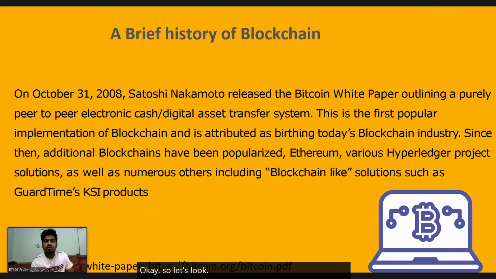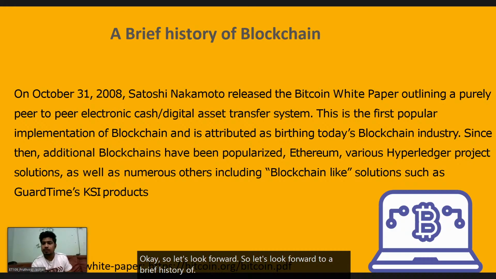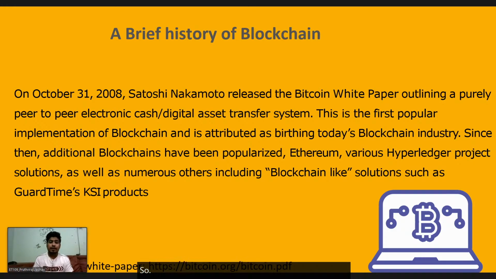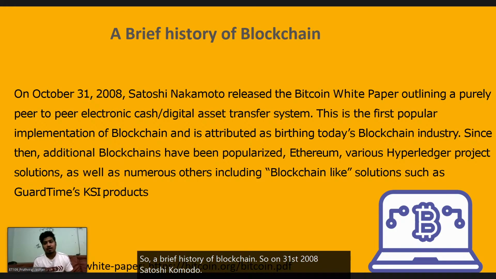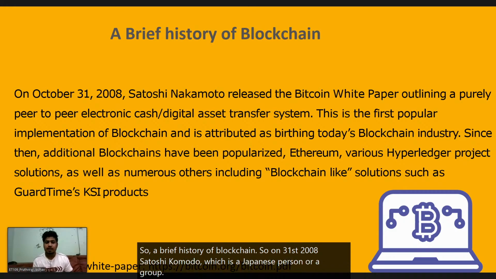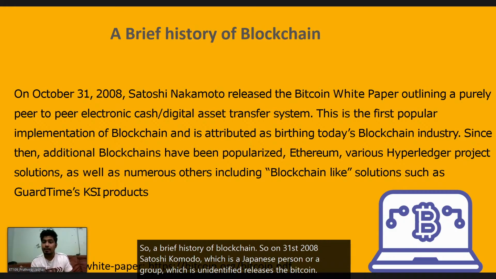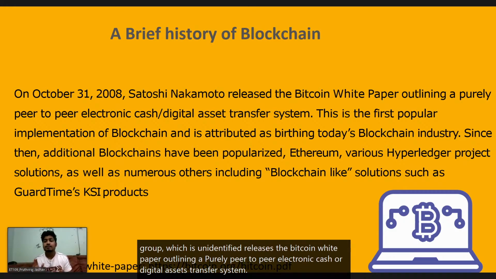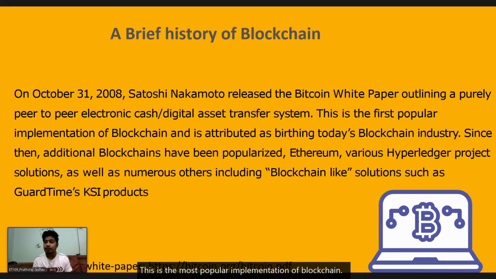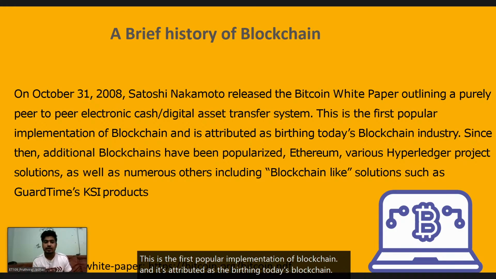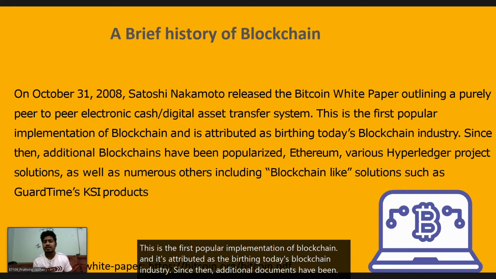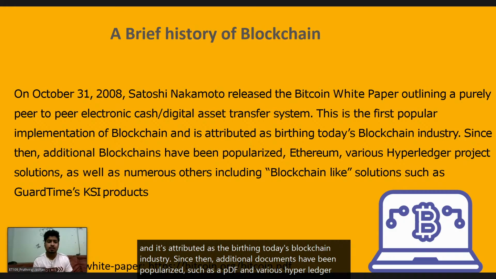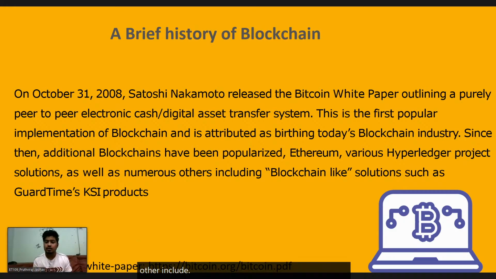So let's look forward to a brief history of blockchain. On October 31st, 2008, Satoshi Nakamoto, which is a Japanese person or an unidentified group, released the Bitcoin white paper outlining a purely peer-to-peer electronic cash or digital assets transfer system. This is the first popular implementation of blockchain and is attributed as the birth of today's blockchain industry. Since then, additional blockchains have been popularized, such as Ethereum and various Hyperledger projects, as well as numerous other blockchain-like solutions such as Guardtime's KSI products.